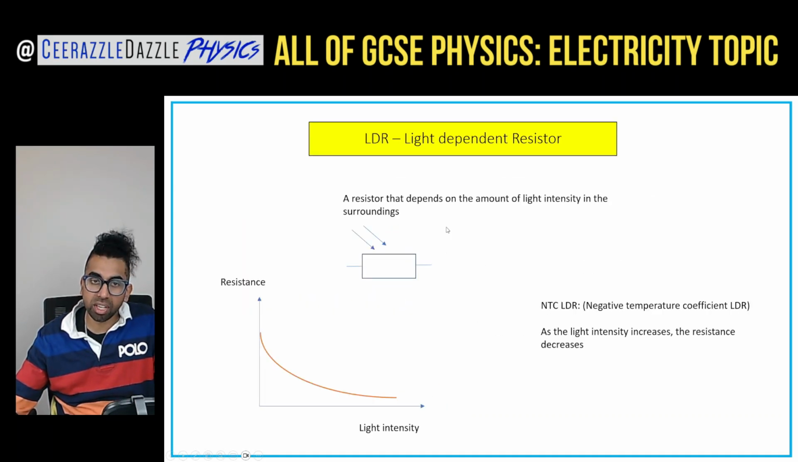Next one, the LDR, the light dependent resistor. Very simply, it's a resistor which depends upon the light upon it. Look over here, it's a rectangle with two lines going into it. This is an NTC LDR, negative temperature coefficient. You can see as the light intensity increases, the resistance drops down.